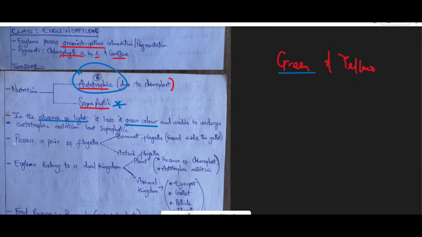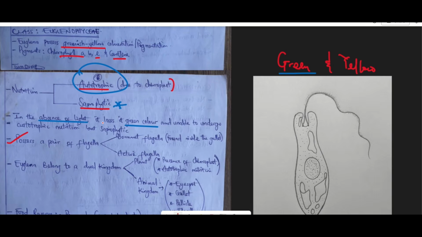So the next characteristic under Euglena is that Euglena possesses a pair of flagella, which means that it has two flagella. One is dormant and the other is active. So if you look at this diagram very well, you observe that this is a flagellum, and this also has a flagellum. So it means that there are two flagella. In the end, only one is active, so the other remains dormant, and the dormant one is found inside the gullet. So this region represents the gullet for a Euglena.